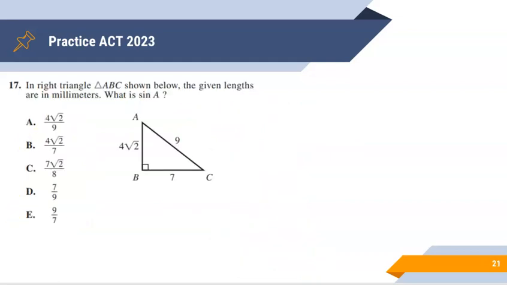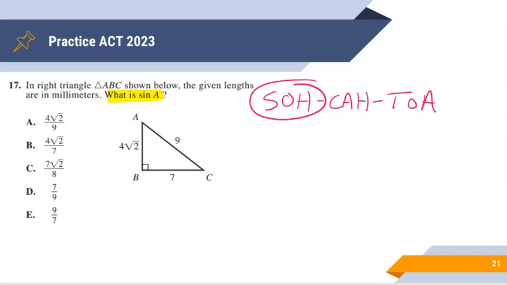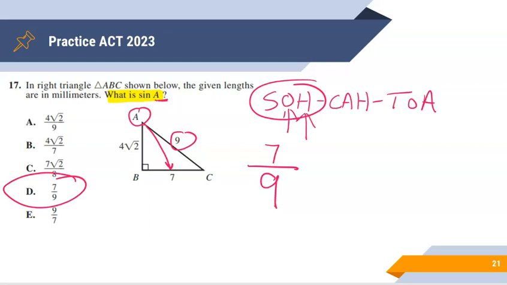Okay, question 17, our first trig question. They want to know what's the sine of A. So pretty much in all the trig, you just have to remember the acronym, right? S stands for sine, opposite over hypotenuse. We're dealing with angle A here. So what is opposite of it? 7. What's the hypotenuse? 9. So the answer is letter D, 7/9. Again, just need to know this. That'll get you through the 5 or 6 trig questions.